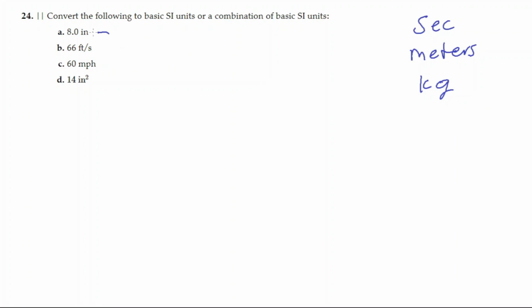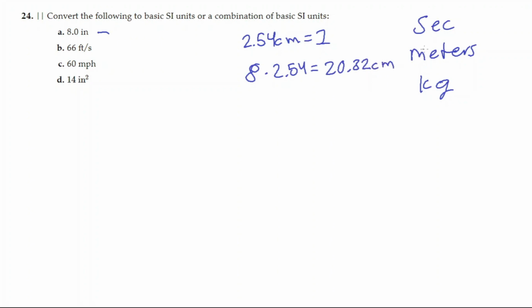So this is a measurement of length. We want to convert this to meters now. We know that 2.54 centimeters is equal to 1 inch. So all we need to do is multiply 8 by 2.54, and then we'd get the amount of centimeters in there. So 8 times 2.54 would be 20.32 centimeters.